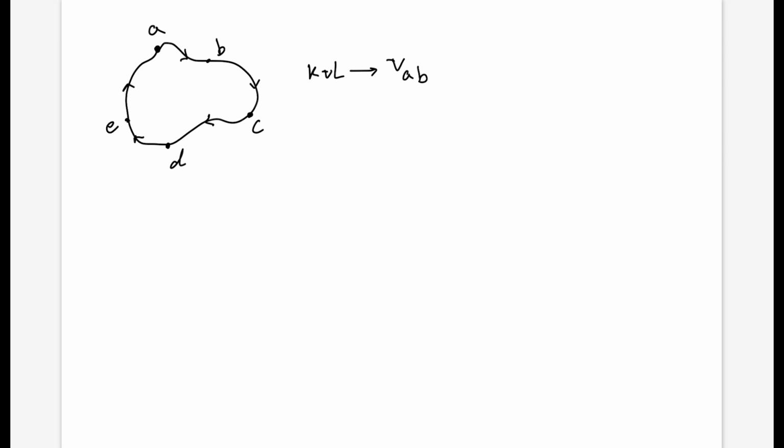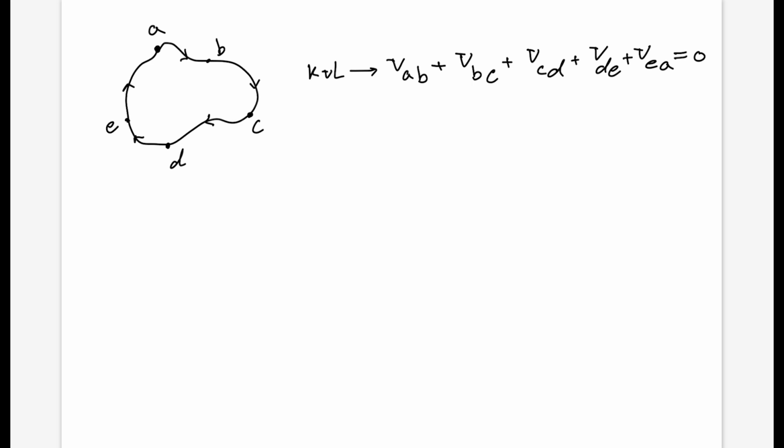So let's draw a diagram, something like this. And let's say this is point A, this is point B, C, D, and E, okay? And we are moving in this direction that is shown here. So our path is in this direction. And KVL states that the potential difference between points A and B, or VAB, plus VBC, plus VCD, plus VDE, plus VEA will always be equal to 0.